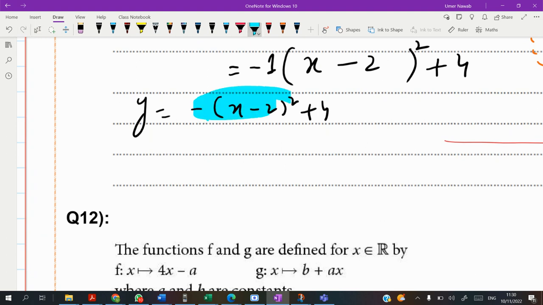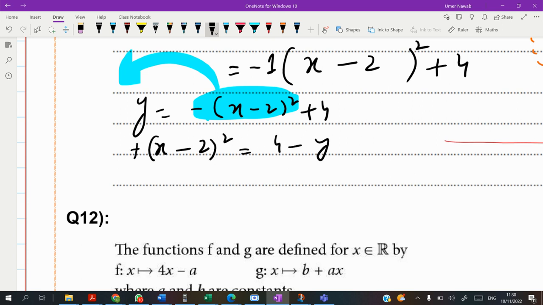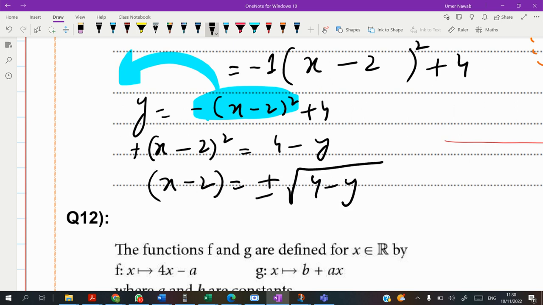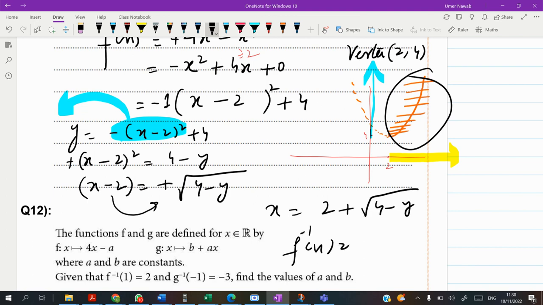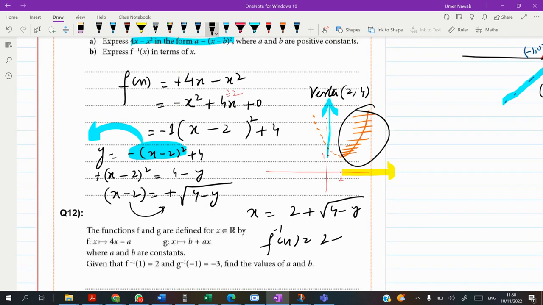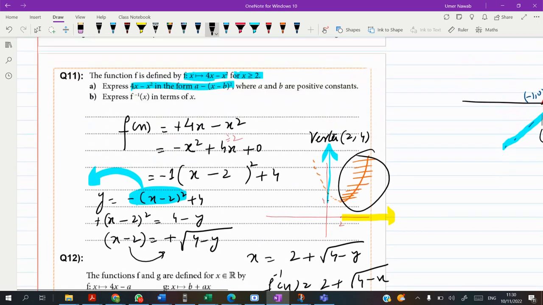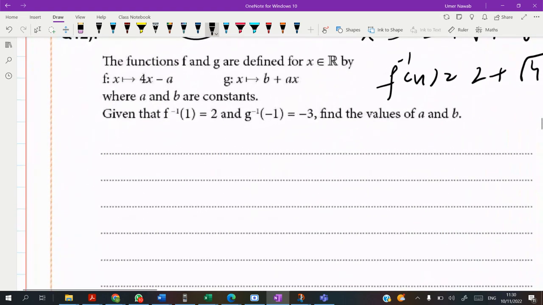So the bracket has a negative sign. Can I send it to the other side? So I'm going to write here (x minus 2) whole squared with a positive sign outside is equal to 4 minus y, and x minus 2. I know when I write the square root, I have to write the plus minus sign. Shall I use the plus sign or the minus sign? Did Mr. Omar use the right flap or the left flap? It's the right flap. So please keep the plus sign only, and send the minus 2 to this side. So x is equal to 2 plus the square root of 4 minus y. So the inverse of f is equal to 2 plus the square root of 4 minus x. Done.